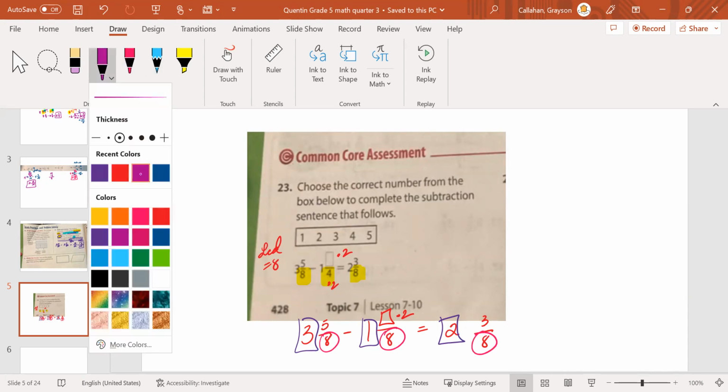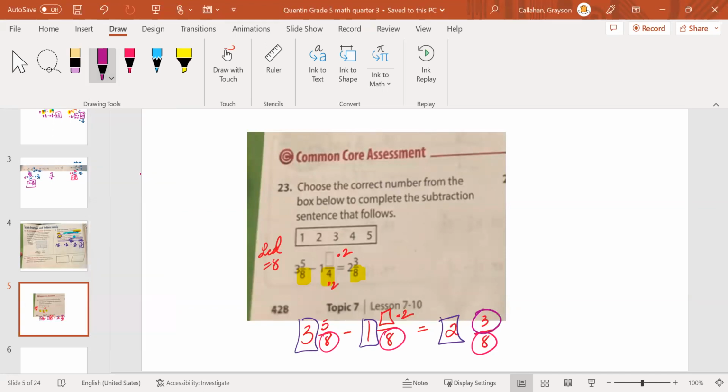So what number times 2? 5 minus whatever number times 2 gives you a 3. Do you see that? So what did you say it was? 1. That's good. Because 5 minus 2 is 3. So good. That's the answer.